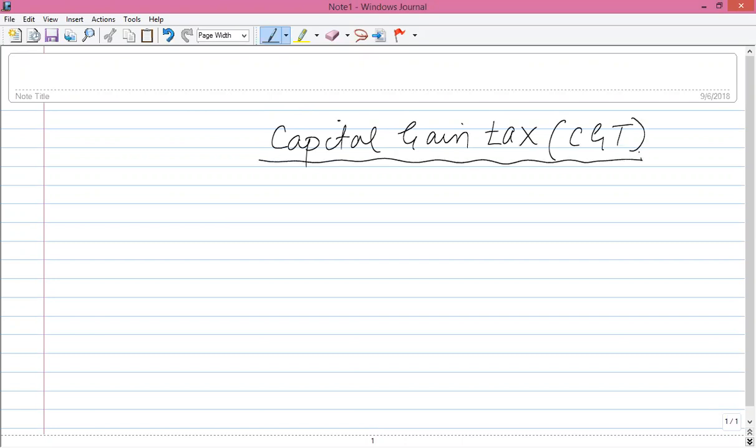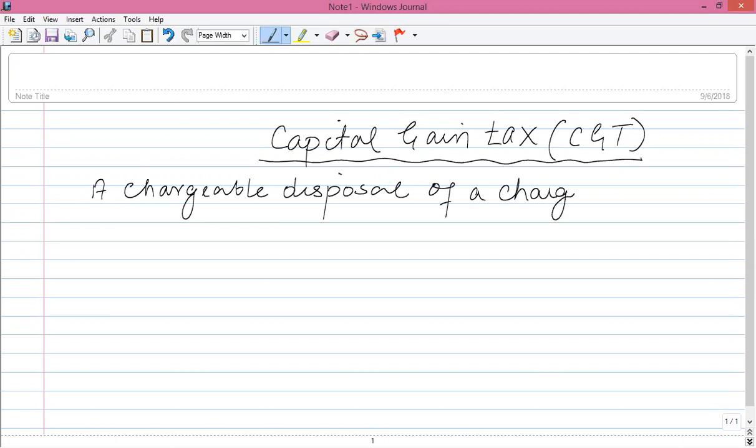First of all, let me discuss the definition of capital gain. A capital gain is a chargeable disposal of a chargeable asset by a chargeable person.